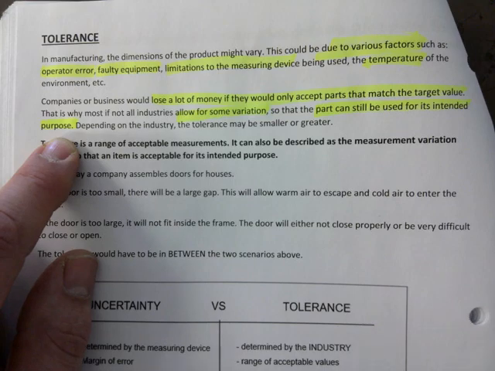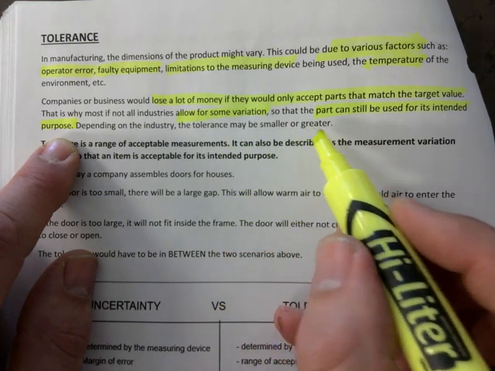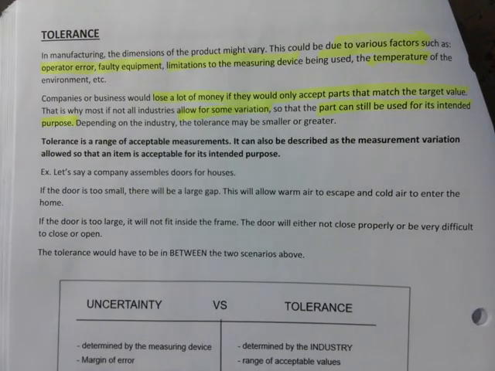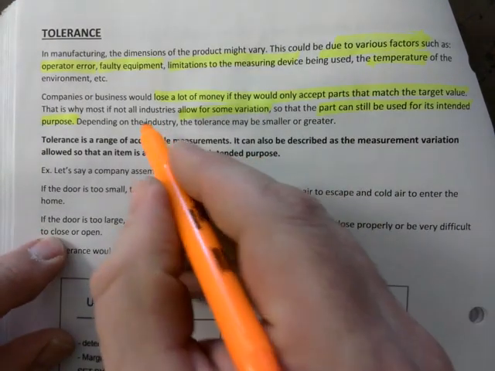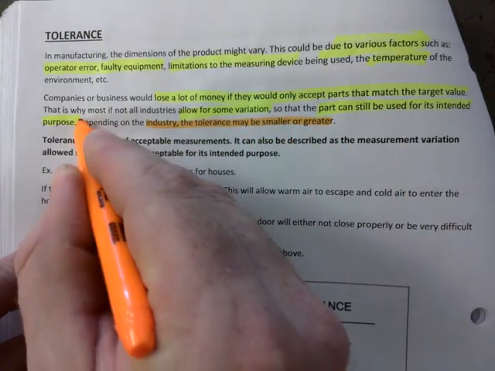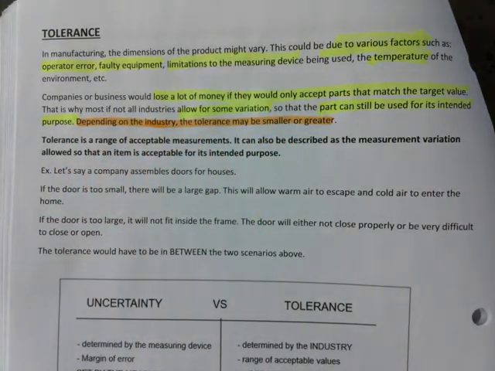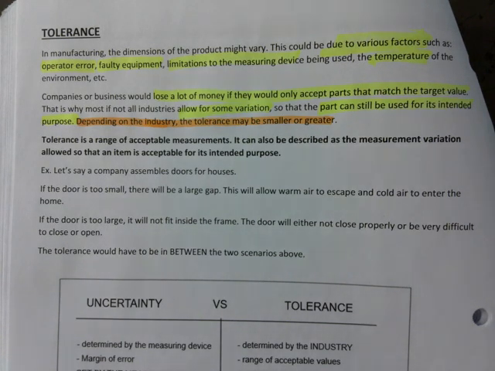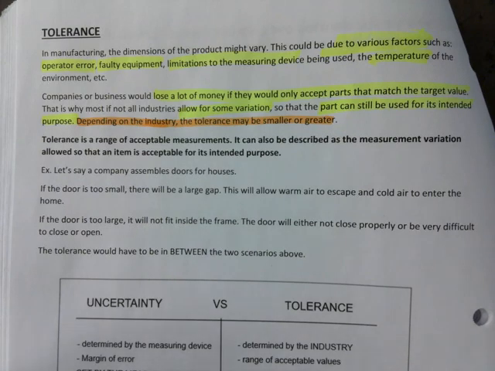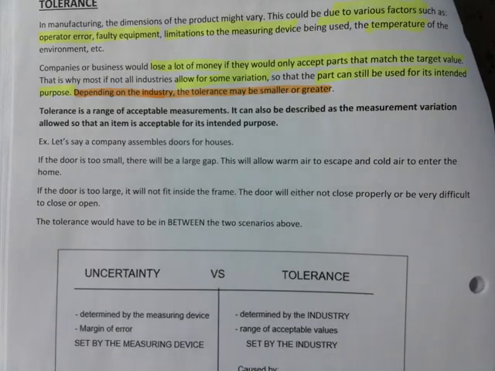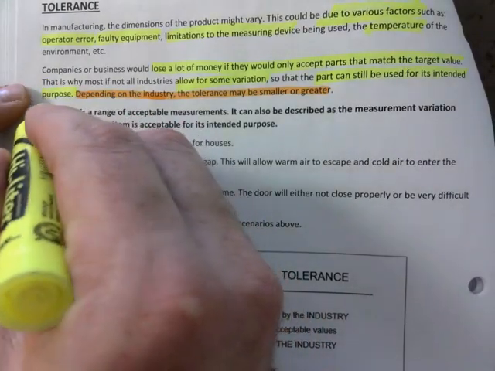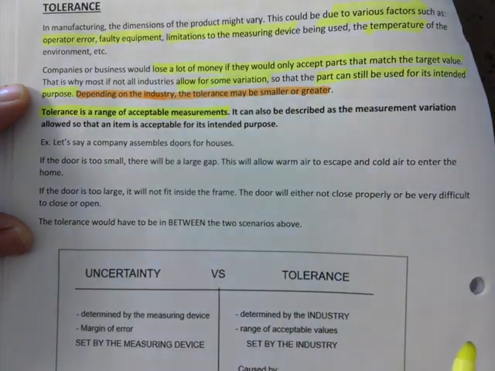Depending on the industry, the tolerance may be greater or smaller. It depends on the industry. I would say that it also depends on what stage of the process you're in. If you're way up the stream of the process, there's more leeway, but as you get closer to the finished product, you need to be closer to the actual measurement. But you don't need to worry about that too much. Here it is, guys. Tolerance is the range of acceptable measurements.